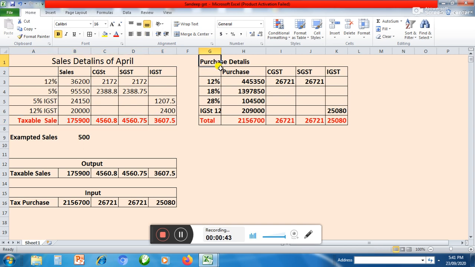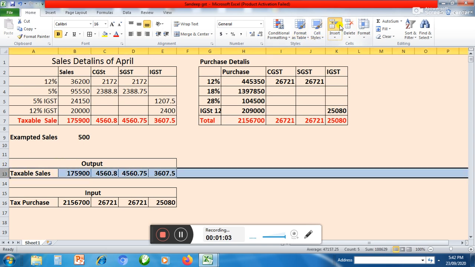Now these are purchase details. This is the total purchase of the month, CGST, SGST. So this is the total of input. Now here I have made it separately. Output. See, this is the output. I put it here. This is CGST. I forgot to mention it on top, so I'll just mention it on top.